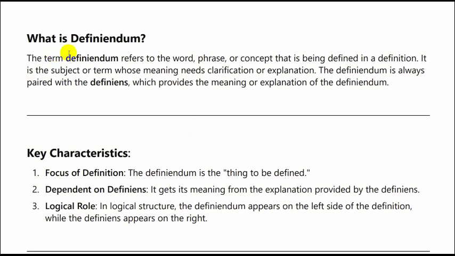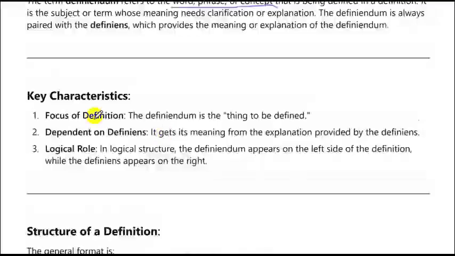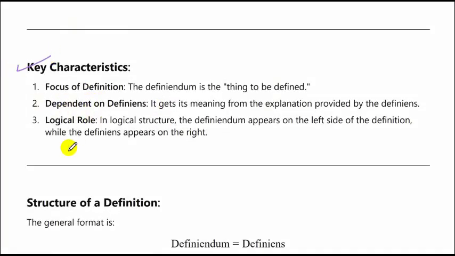What is a definiendum? The term definiendum refers to the word, phrase or concept that is being defined in a definition. It is the subject or term whose meaning needs clarification or explanation. The definiendum is always paired with the definiens, which provides the meaning or explanation of the definiendum. Let's understand it with its key characteristics and examples also.